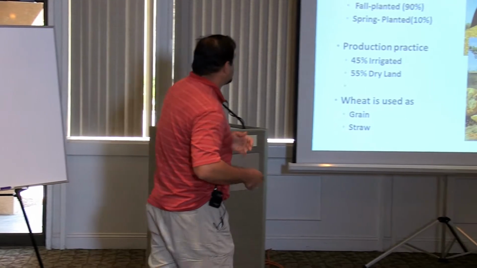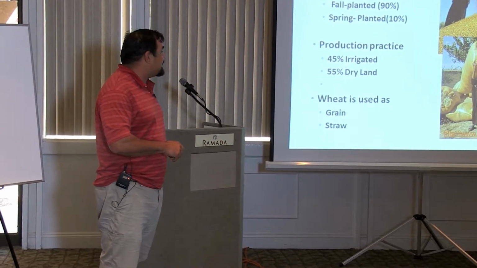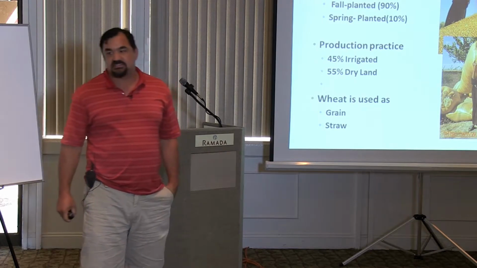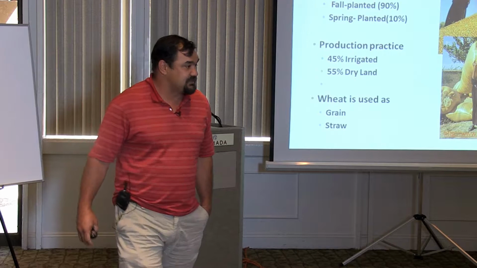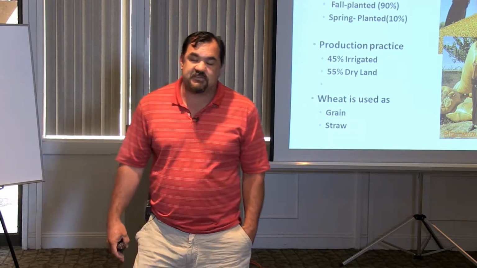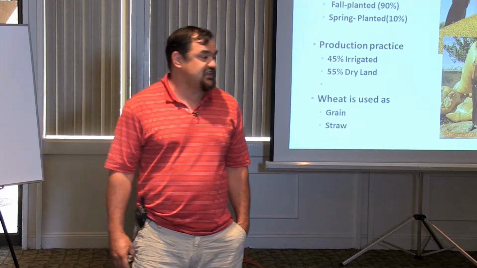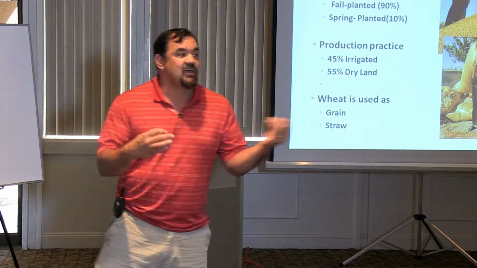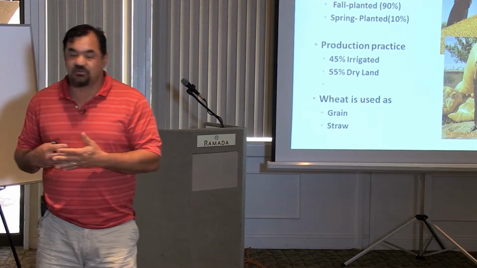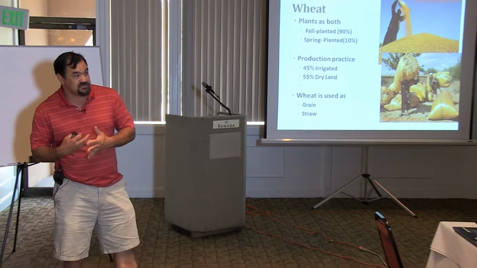In terms of the production practices, about 45% of all the wheat is irrigated, 55% is dry land. What I mean by that is, 45% get supplemental water, 55% is rain-fed only. So here we're not talking about having any kind of irrigation system at all. We are going to rely on whatever the natural rainfall is within the area. And that could greatly affect your total yield.